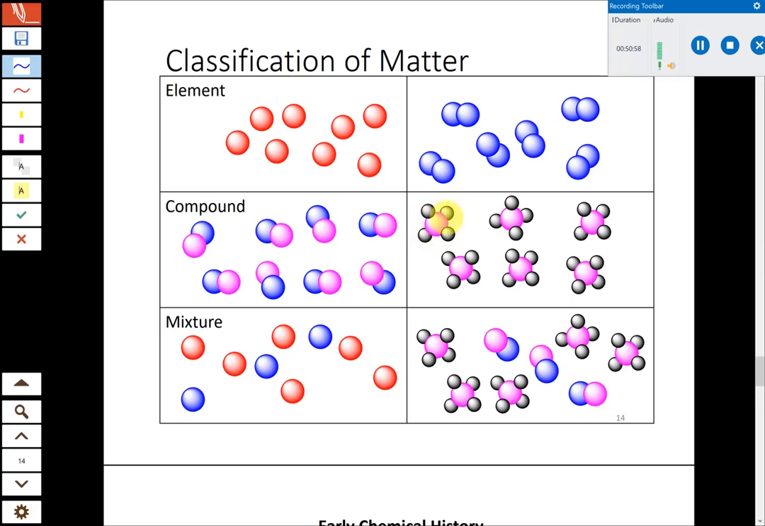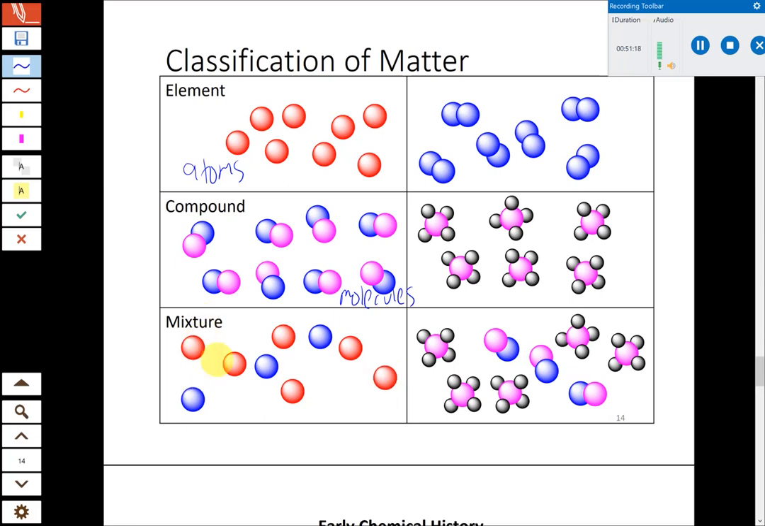So we're not getting into the details of what these could represent, but basically a compound is where you take two or more elements and you combine them to make what are called molecules. So an element is made up of atoms, compounds are typically made up of molecules, and then mixtures are going to be two or more of these substances mixed together.